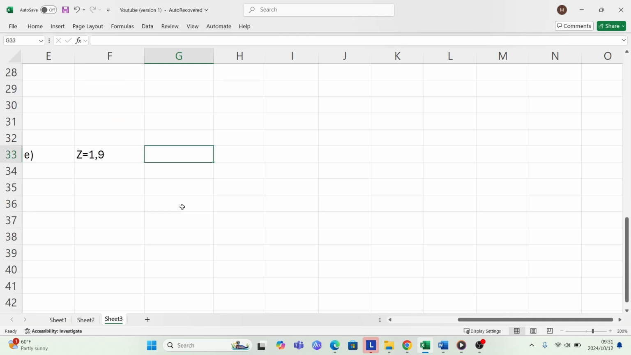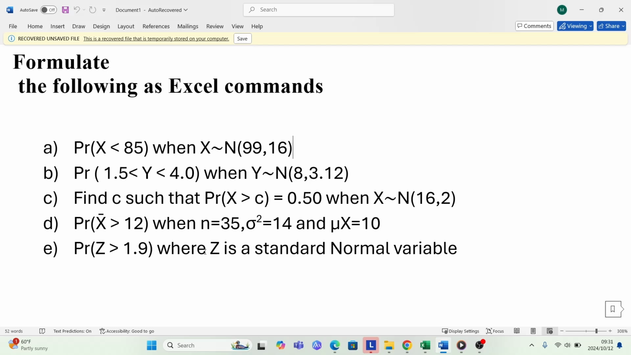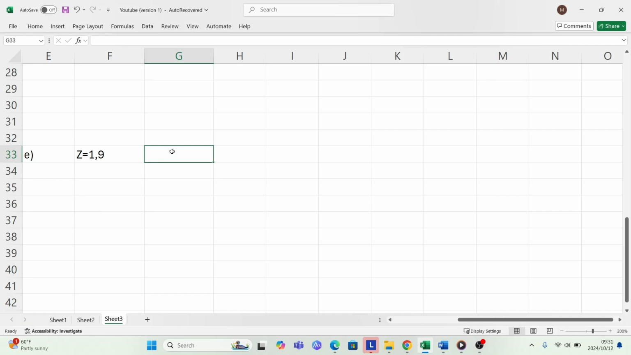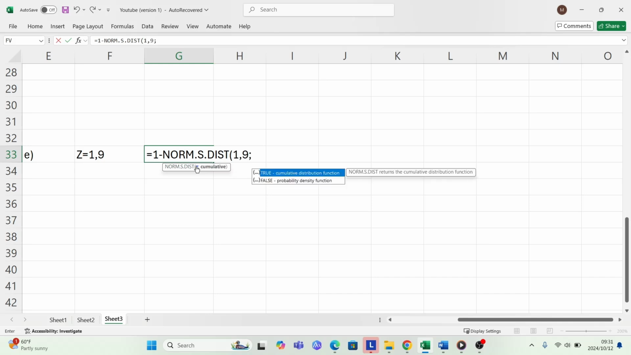So the fourth one, it says z is equal to 1.5. Z is 1.5, where z is a standard normal variable. So for this one, you can just say equal 1 minus norm.S.DIST. So our z is 1.9, comma, true, and enter.